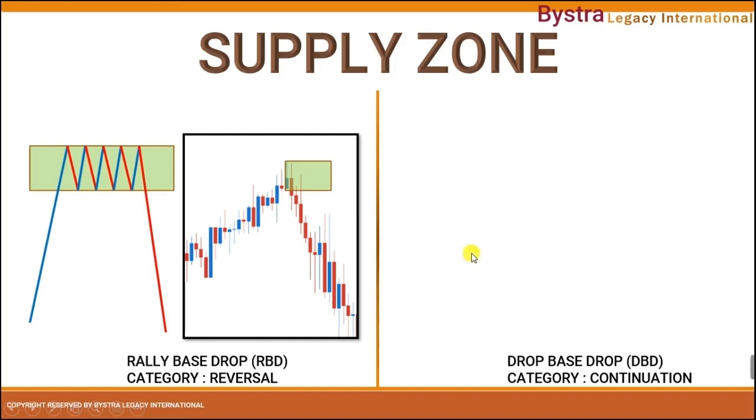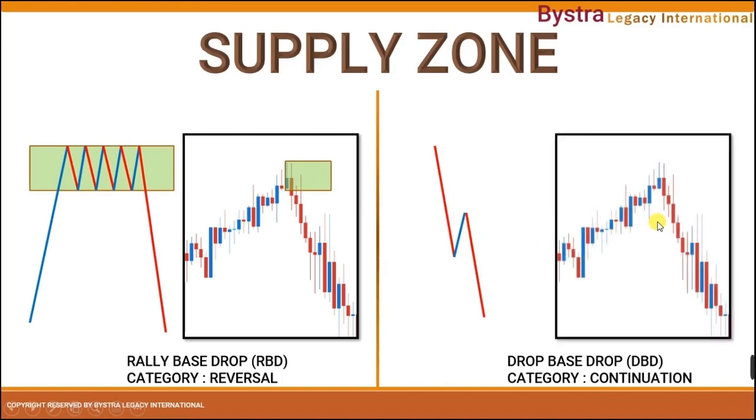So let's have a look at the drop base drop. The drop base drop has a pattern similar to this. We go to the candlestick chart and mark our zone. So this is a drop. This blue area is the base and then drop. We mark it on the candlestick chart. Here we can see the drop, and this blue color is the base and drop. This one could also be a drop base drop. This can be a drop base drop as well.